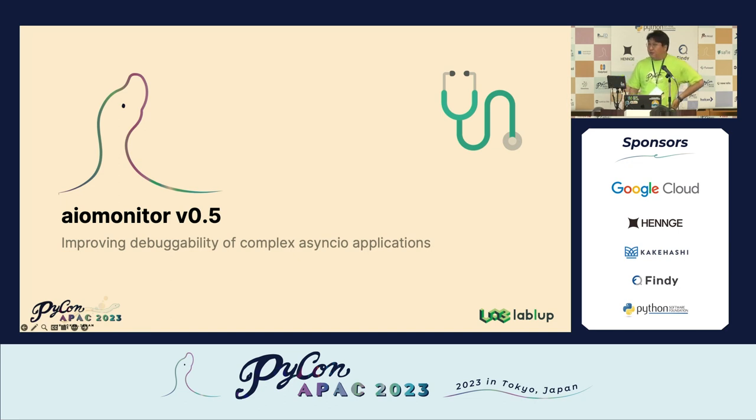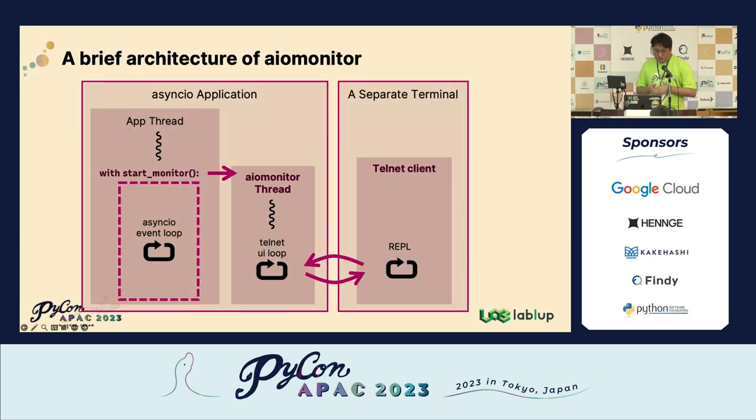So let me first introduce version 0.5 of AI monitor with its brief architecture. It shares the same architecture as AI Lips, the original version, but I have added many new features, including some nicely tailored user interfaces and task cancellation trackers, task creation trackers, task termination trackers, and so on.